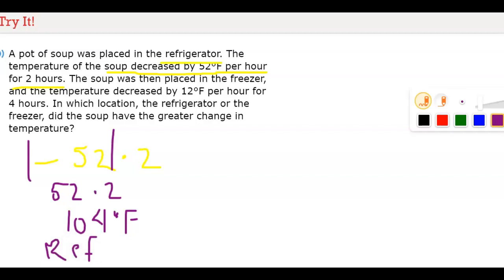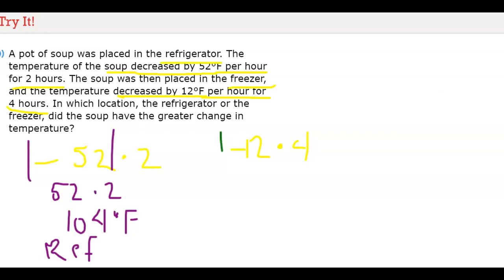Now let's take a look at the freezer. So the freezer decreased by 12 degrees Fahrenheit per hour for 4 hours. So our expression would be decreased by 12 would be negative 12 degrees, and it's per hour for 4 hours. So we're going to multiply by the 4 hours. That will give us the change in temperature in those 4 hours.